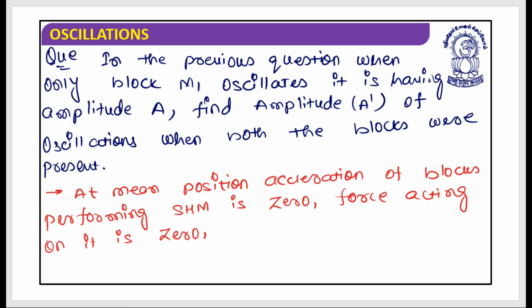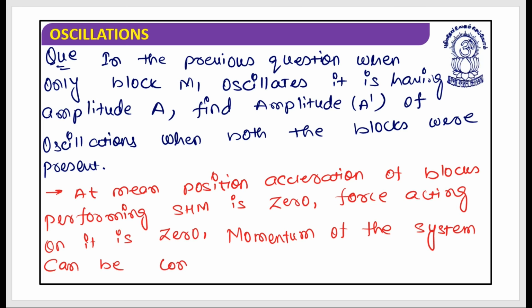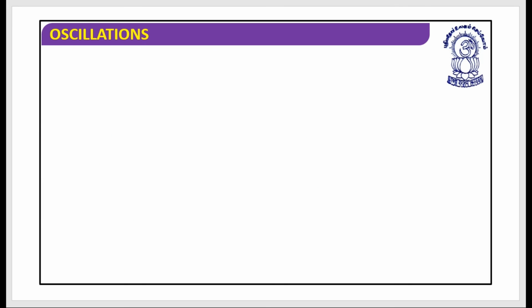And if the force acting on it is 0, that means the momentum of the system can be conserved. Yes, it is the principle of momentum conservation: if no external force is acting on the system, then the total momentum of the system remains conserved. That means the initial momentum should be equal to the final momentum.